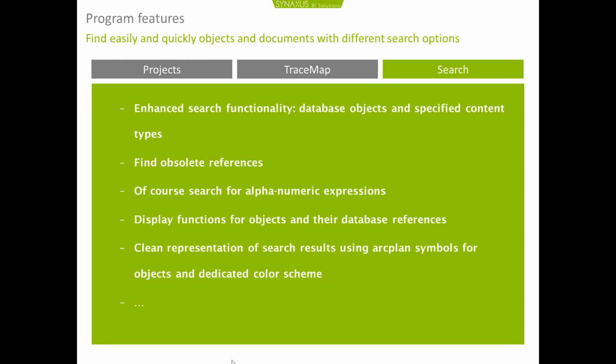We can find obsolete references, so referenced objects that no longer exist. Of course, you can search for alphanumeric expressions. And you can also display the functions and the database references for all the objects you found. So you have a clean representation of the search results, again, as you know it from the trace map.